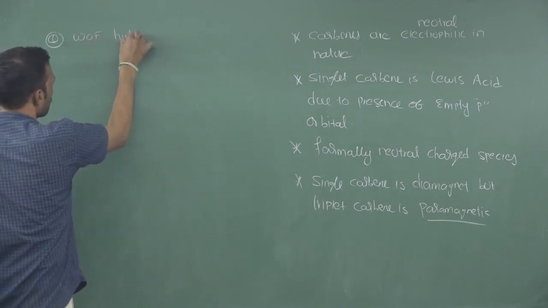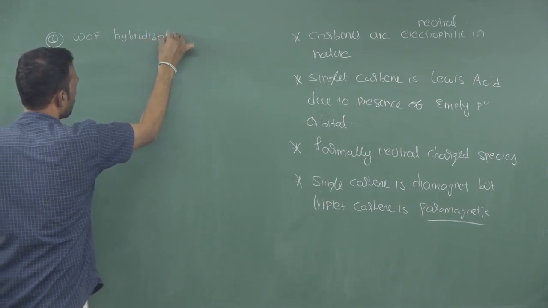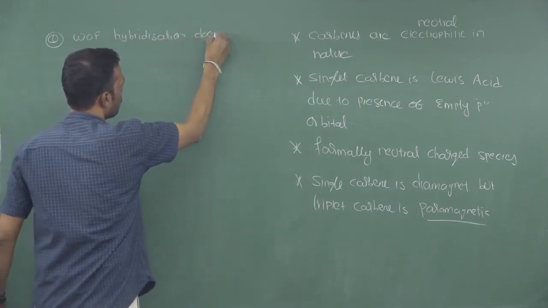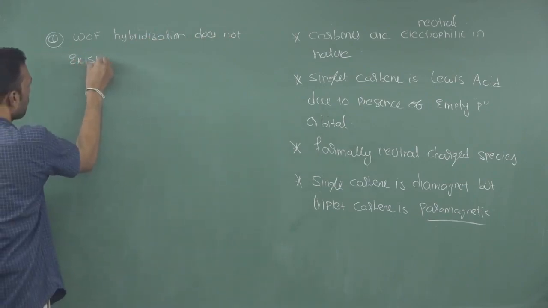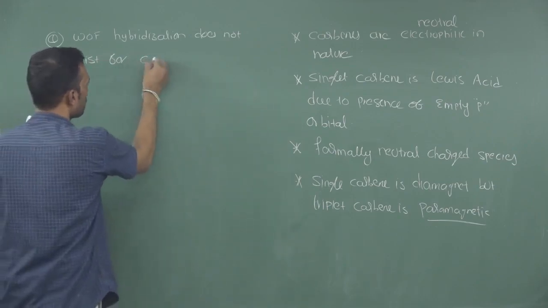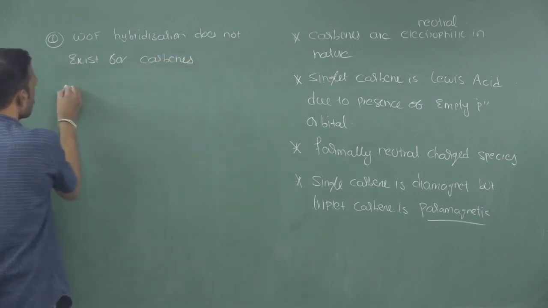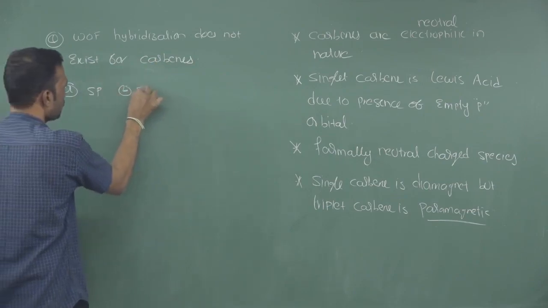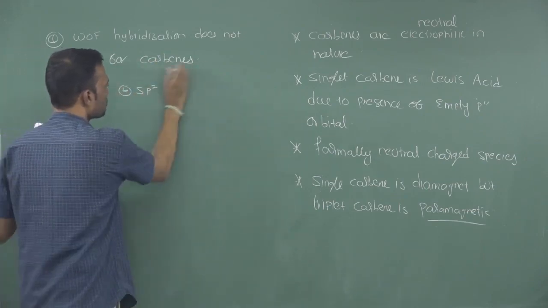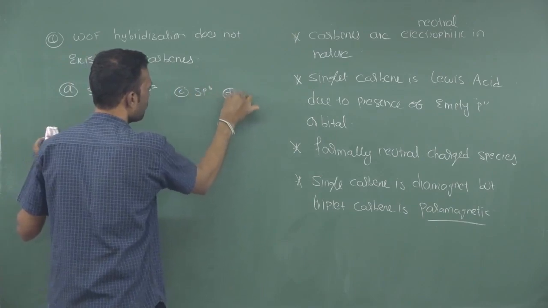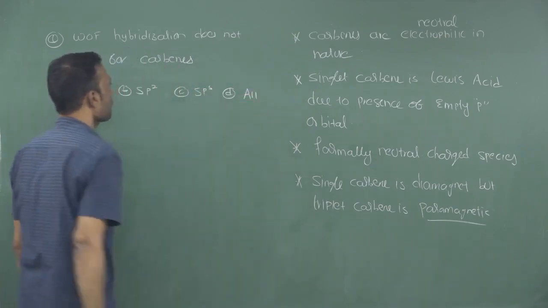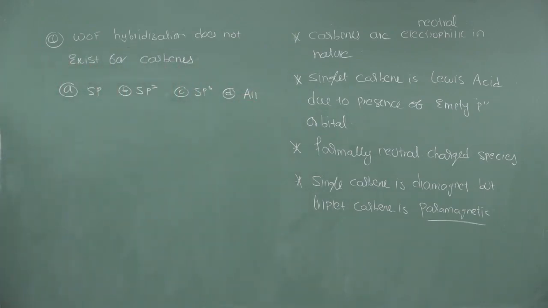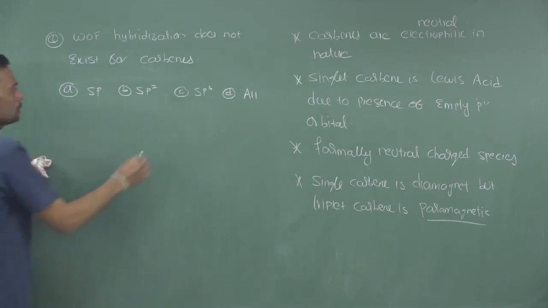Which of the following hybridizations does not exist for carbenes? Does not exist for carbenes. Option A: sp, option B: sp2, option C: sp3, option D: all. Which hybridization does not exist for carbenes? That is sp3. sp3 hybridization does not exist for carbene.